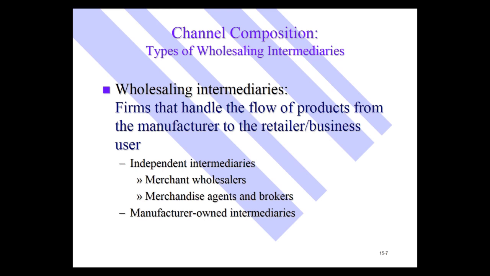Wholesale intermediaries, and let's go ahead and define them. Those are firms that handle the flow of products from the manufacturer to the retailer or the business user. Merchant wholesalers carry and stock goods, so they're probably the most common type of independent intermediary. Merchandise agents and brokers don't actually carry the goods. They perform a selling function, if you will. They bring buyer and seller together, so they are transactional in nature. Now, some manufacturers own their own intermediaries, manufacturer showrooms, manufacturer sales offices, things like that.